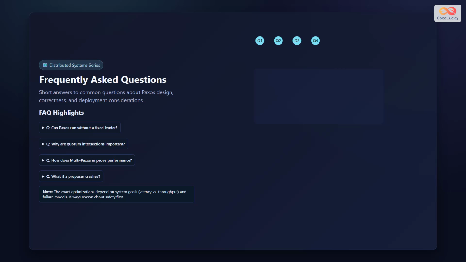The exact optimizations depend on your system goals around latency versus throughput and your failure model. Always reason about safety first, then optimize for performance.